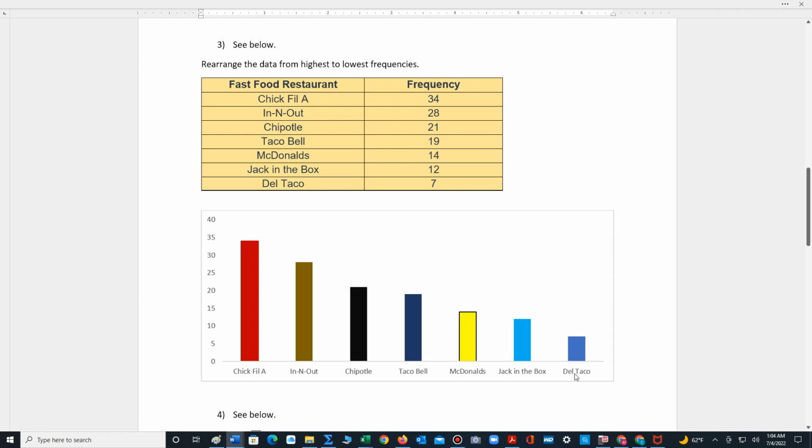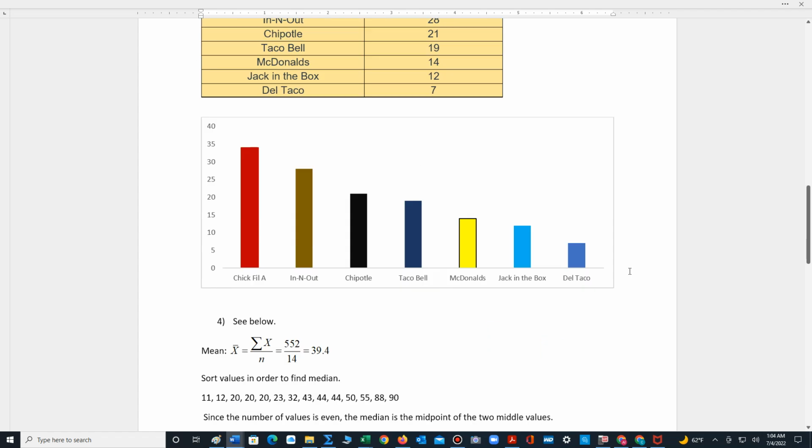We put the categories on the x-axis, frequencies on the y-axis. For each category, we draw a bar with the height equal to the frequency, and then a pattern should emerge. We can see that the two favorite fast food restaurants that people preferred are Chick-fil-A and In-N-Out. Not surprising.